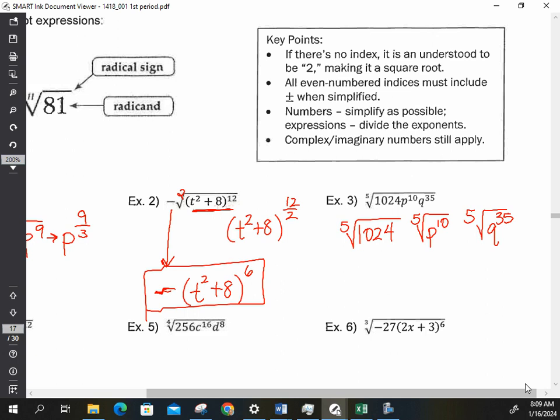The fifth root of 1024 means what to the fifth power will give you 1024? That's 4. That's 4. If you want to go do the computation, be my guest. Fifth root of p to the 10th, so that's 10 divided by 5, p squared. Fifth root of q to the 35th is q to the 35 divided by 5, q to the 7th power. And simplified. Everything simplified.